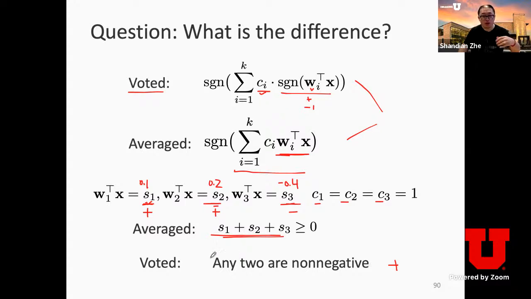But how about the average perceptron? The average perceptron just takes the votes on the prediction scores. The votes are all ones. We just add them together, and we get their summation to be -0.1. So the average perceptron will give a negative prediction as the final prediction.